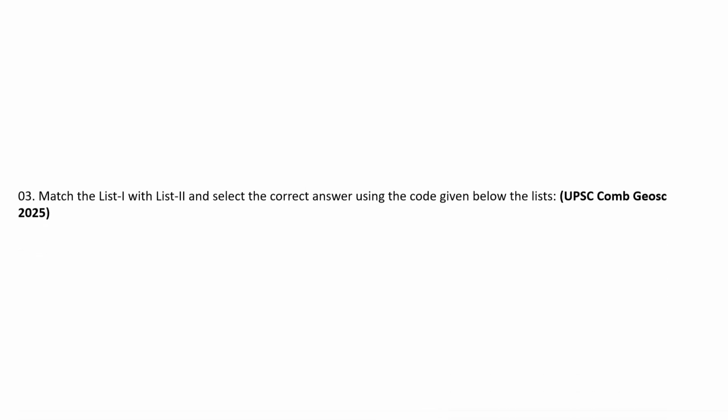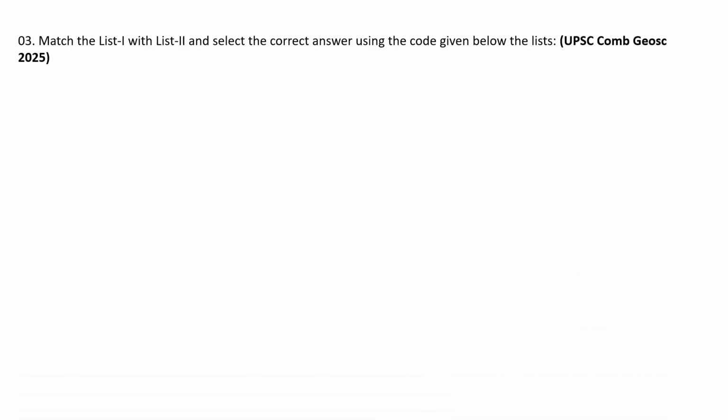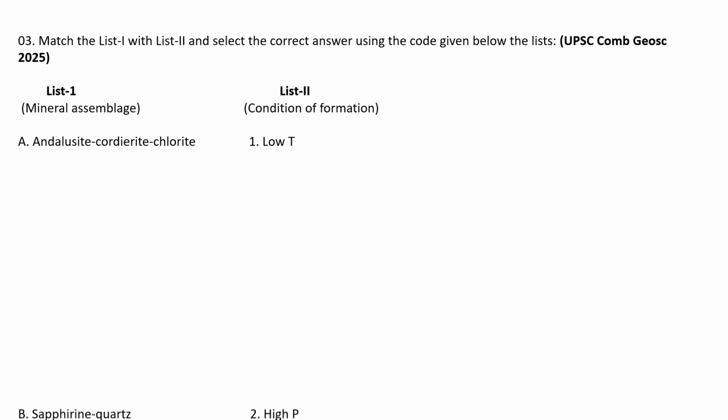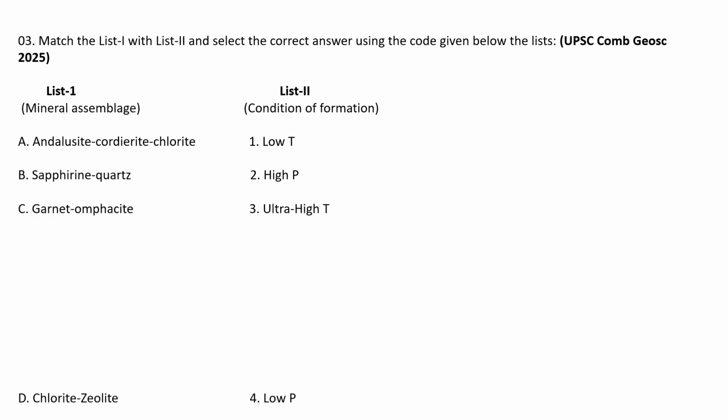Index mineral. Next question. Match the list 1 with the list 2 and select the correct answer using the code given below. List 1 and list 2 are given. In list 1, metamorphic assemblages are given, and in list 2, conditions of formation. So list 1 includes A. andalusite, cordierite, B. sapphirine, quartz, C. garnet, omphacite, and D. chlorite and zeolite. In list 2, low temperature, high pressure, ultra high temperature, low pressure conditions of formation are given.